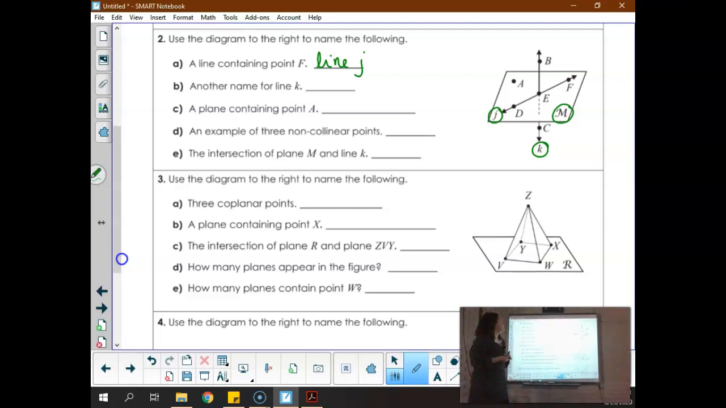B, give me another name for line K. We could say that is BC, because B and C are both on line K.